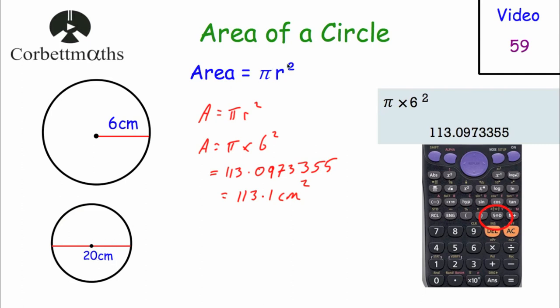it was pi r squared, so it's pi times the radius squared. So if you know the diameter, you might need to half it. So in this case, the radius would be 10. So I would do pi times 10 squared.